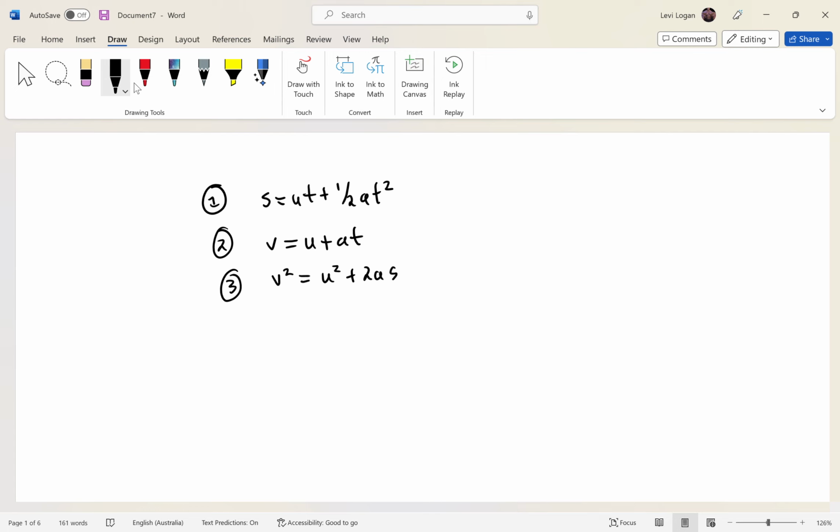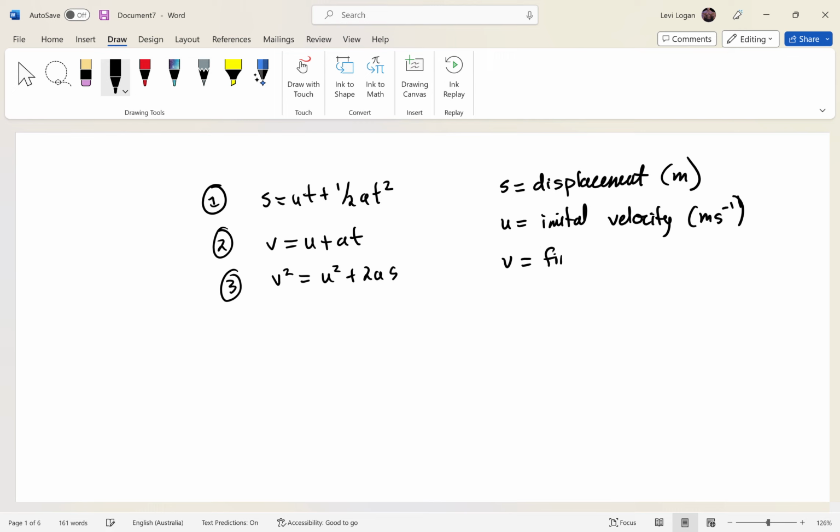Just to get you familiar with what each term means. The s means displacement and uses the units of distance, so meters. u is initial velocity, and its units are meters per second. v is final velocity, and it also has the units meters per second. And a is acceleration.